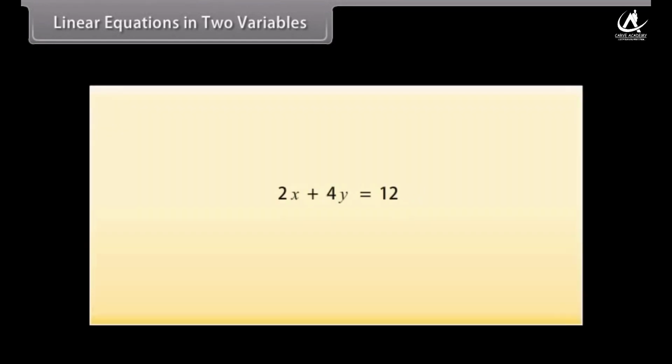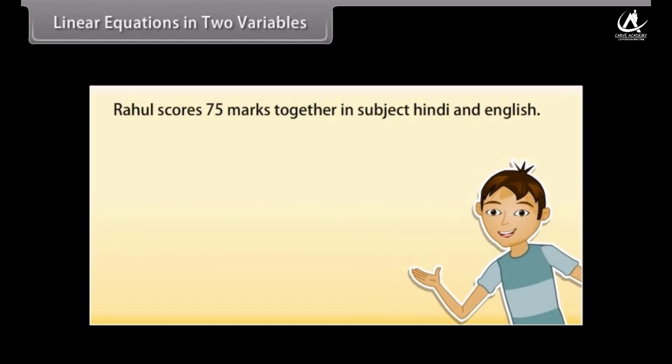Linear equations in two variables. A linear equation can have more than one variable. Here we'll study the linear equations in two variables. Let's take an example. Rahul scores 75 marks together in subjects Hindi and English. Now, how can we express this information in the form of an equation?